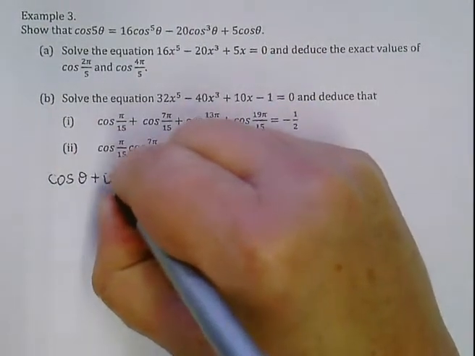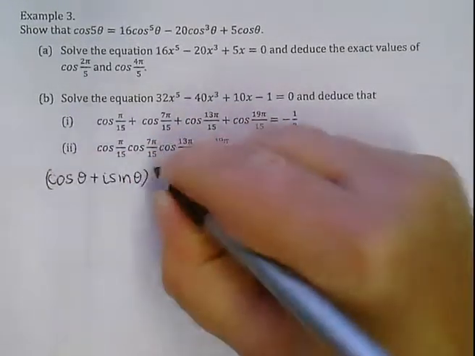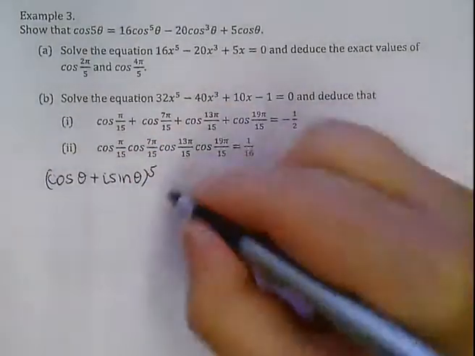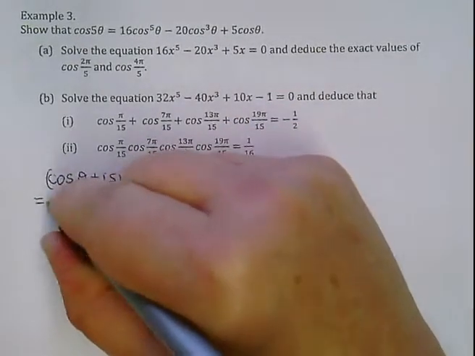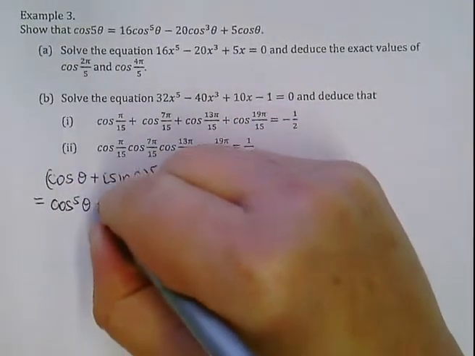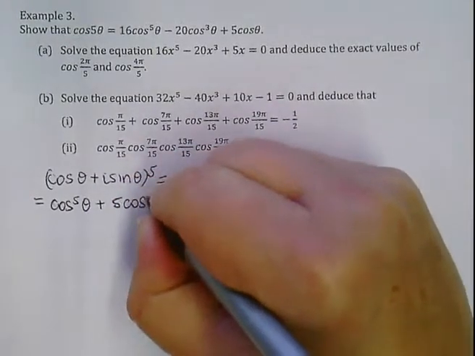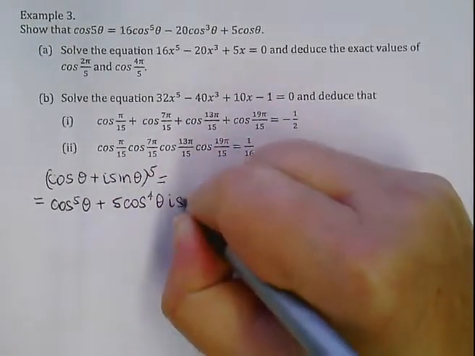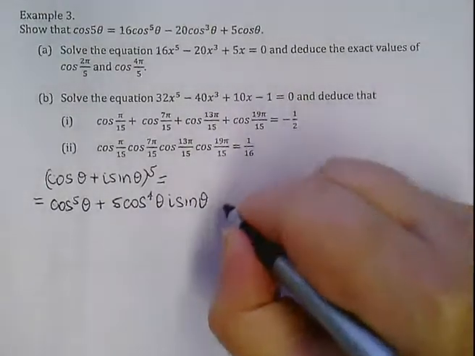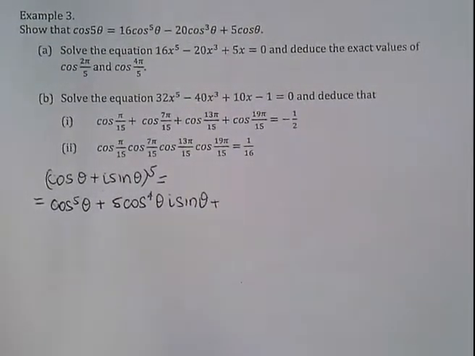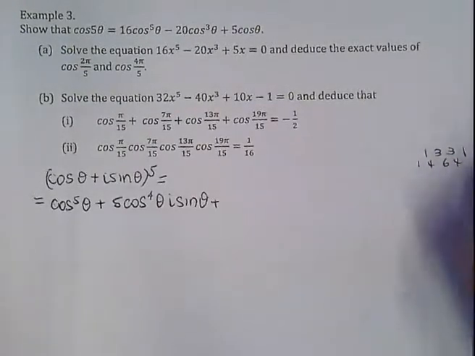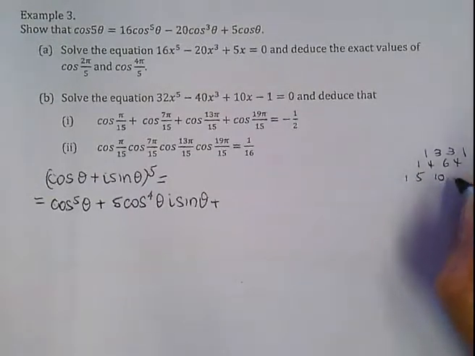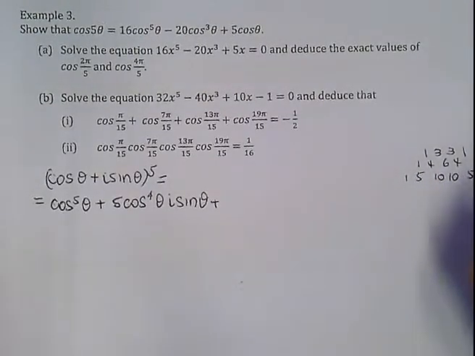cos theta plus i sine theta to the power of 5, and we also need to use de Moivre's theorem. So that is equal to, actually I'll do it down here, cos to the power of 5 theta plus 5 cos to the power of 4 theta times i sine theta plus, now just looking at Pascal's triangle, we can just start from the row 1, 3, 3, 1, then we've got 1, 4, 6, 4, 1, and then we've got 1, 5, 10, 10, 5, 1.